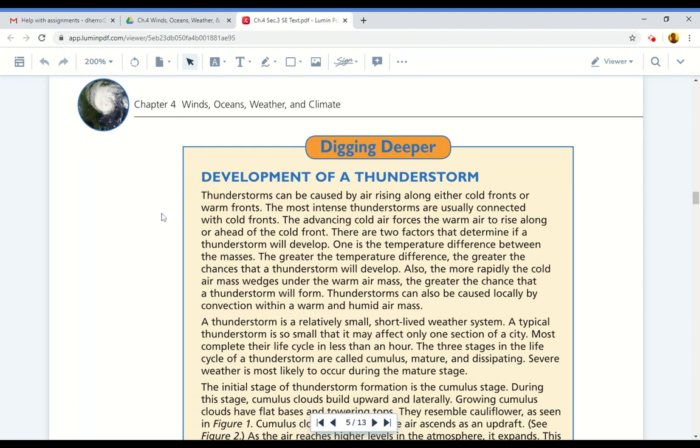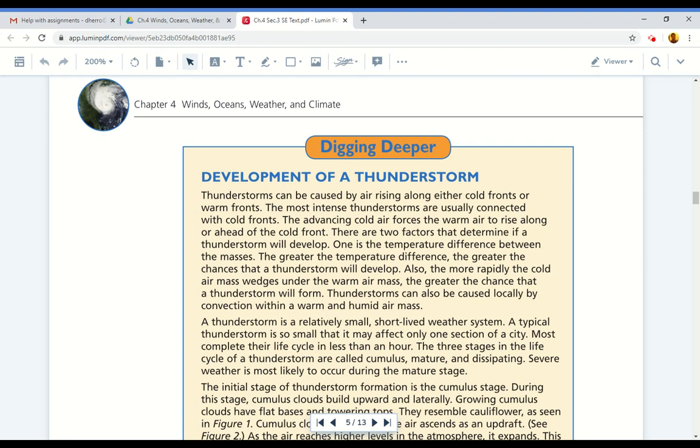Thunderstorms can be caused by air rising along either cold fronts or warm fronts. The most intense thunderstorms are usually connected with cold fronts. The advancing cold air forces the warm air to rise along or ahead of the cold front.